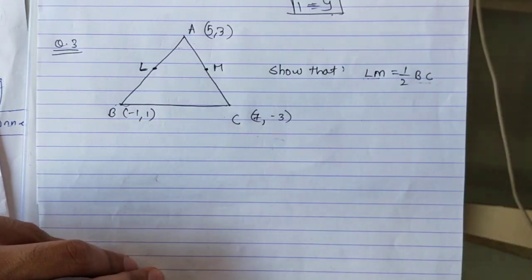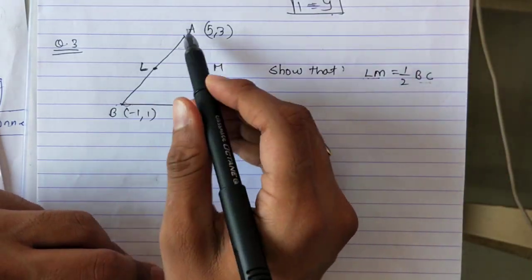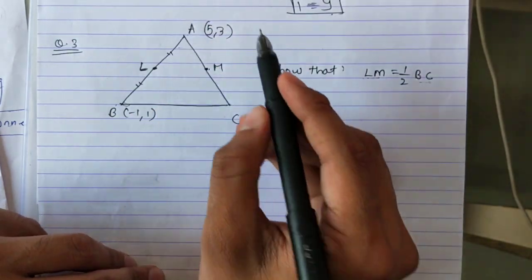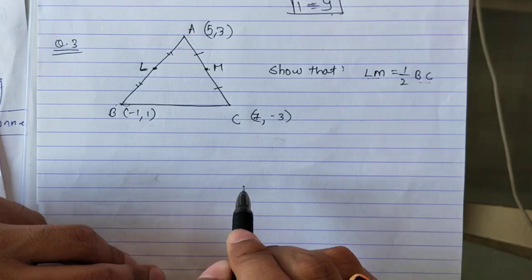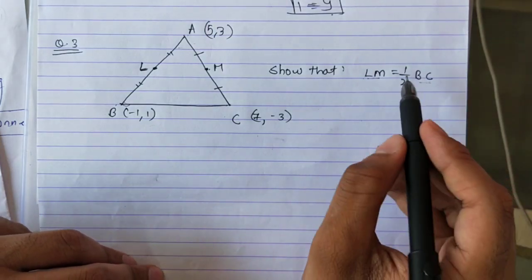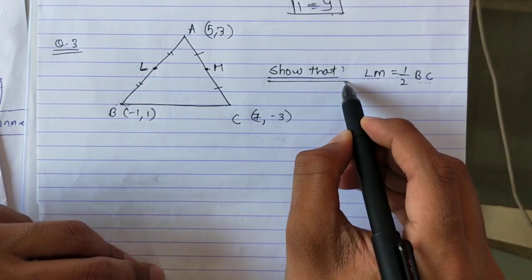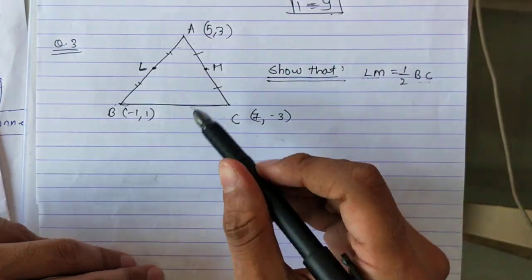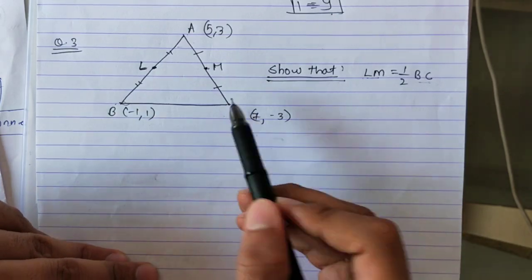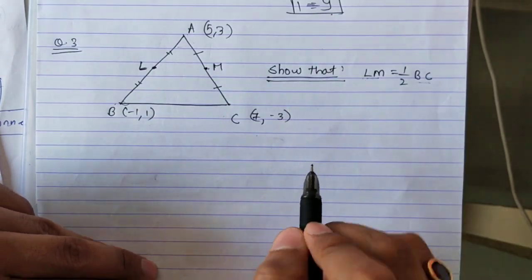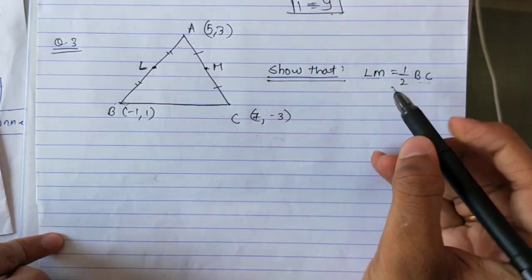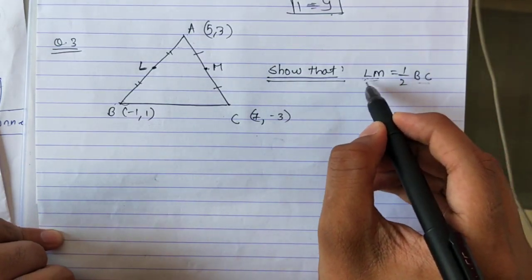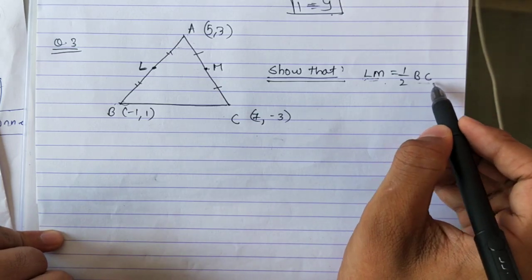First, I will repeat: L is the midpoint of AB, which means these two parts are equal, and M is the midpoint of AC, so these two sides are equal. You may think of a theorem from 9th standard, that LM is half of BC by the midpoint theorem. But we cannot directly use it, we have to prove it. So how will I do it? First I need the distance of LM and the distance of BC.